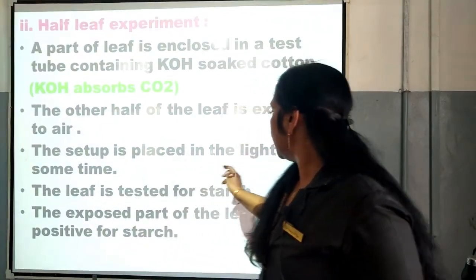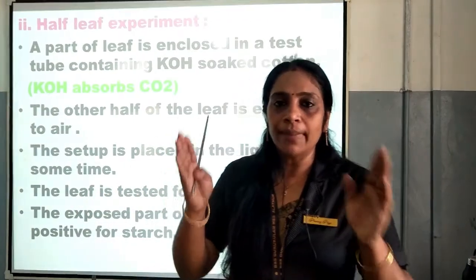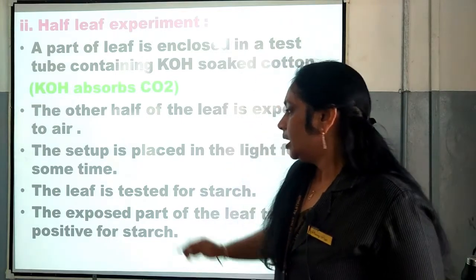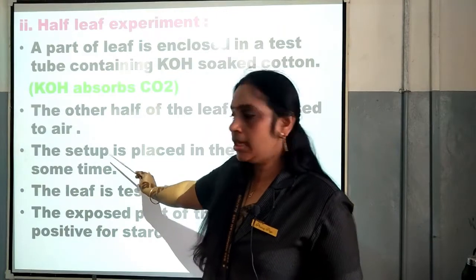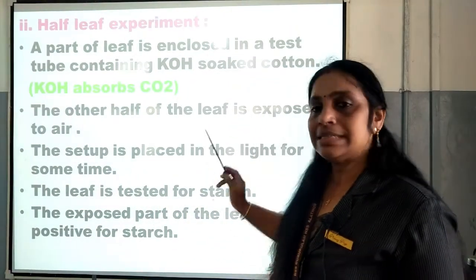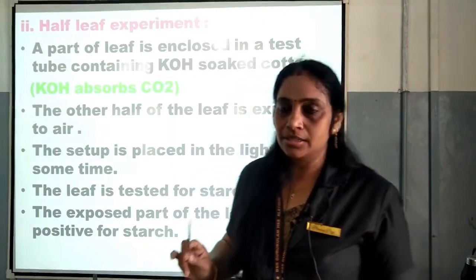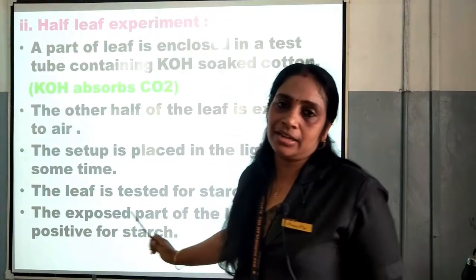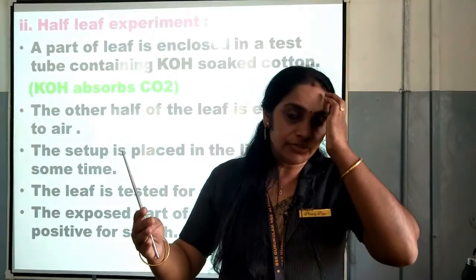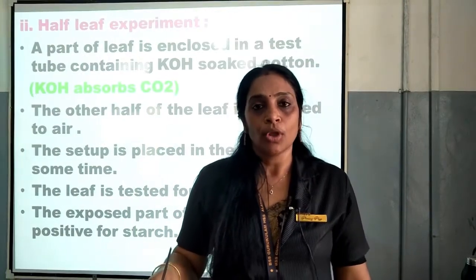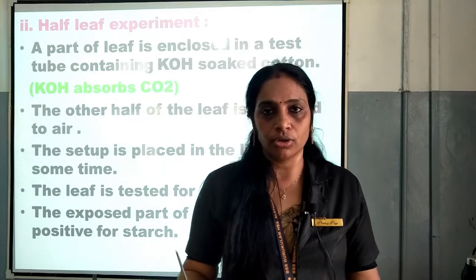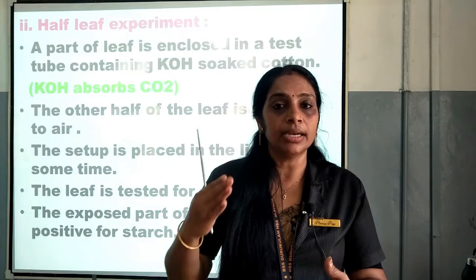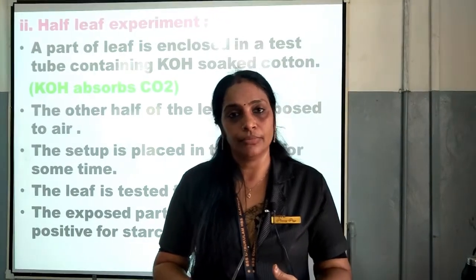Now, the setup is placed in the light for some time. Then the leaf is taken for the starch test. The exposed part of the leaf tested positive for starch. That is, the part of the leaf which was not dipped into the test tube, not in contact with potassium hydroxide, gave a positive result when the starch test was conducted.